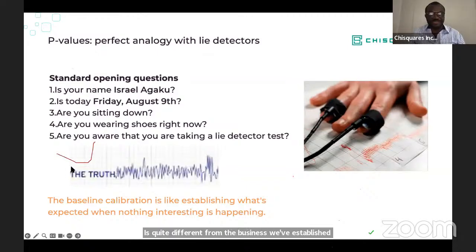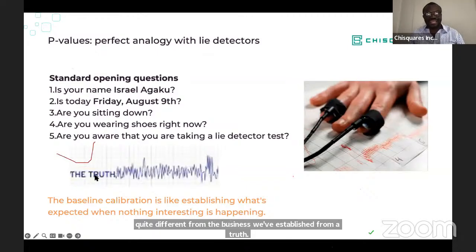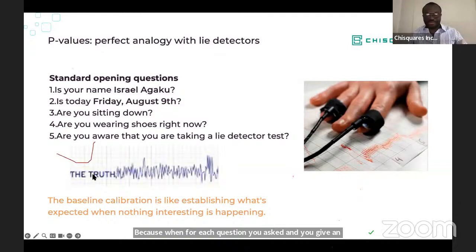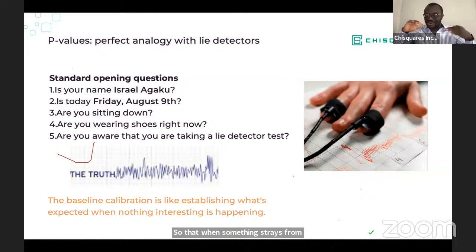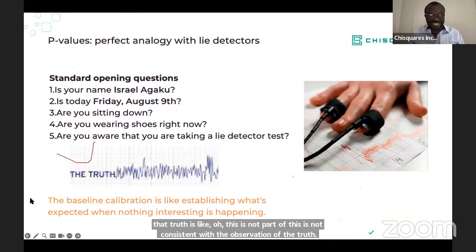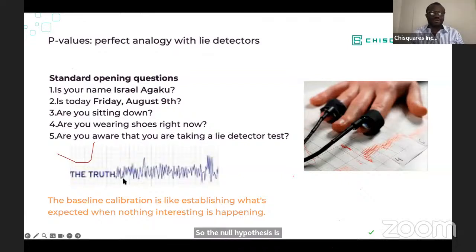Because for each question you are asked and you give an answer, the lie detector measures your biomarker levels and how you respond. So that when something strays from that truth, it's like, oh, this is not consistent with the observation of the truth, right? So the null hypothesis is this part here, which is, oh, this is so boring. Nothing is happening here. But when you start lying, it's like, oh, something is happening here, because the responses we are seeing here are quite different compared to when nothing was happening.